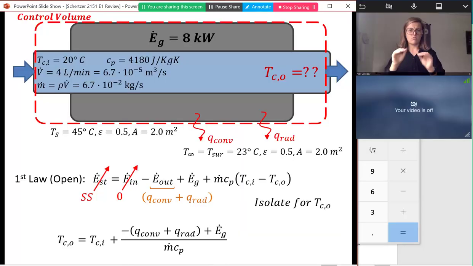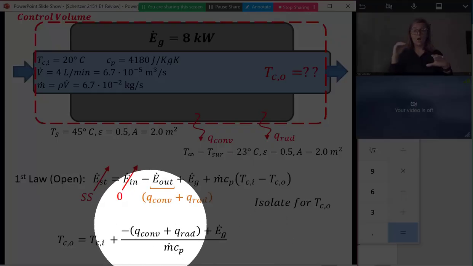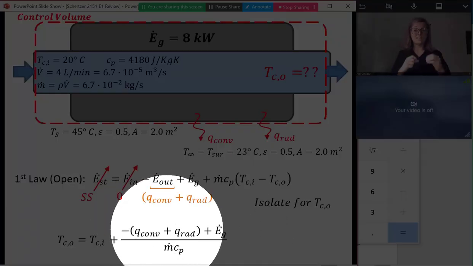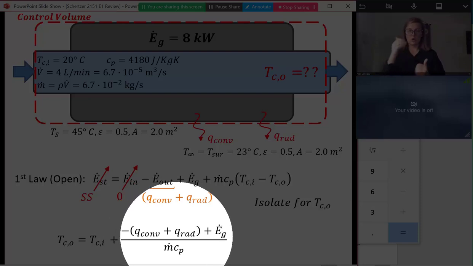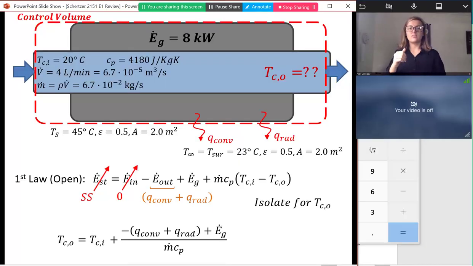So here, because I know that my cold outlet temperature is taking heat away, I'm expecting the cold outlet to be higher than the cold inlet, which means that I think the energy generation term must be bigger than the heat loss by convection plus the heat loss by radiation, because I'm expecting this term here to be positive, right? So I think that I shouldn't have 8 kilowatts of heat lost by convection and radiation. It should be something less than that.